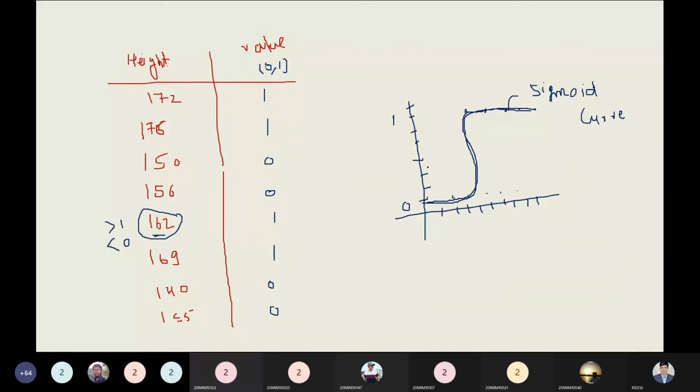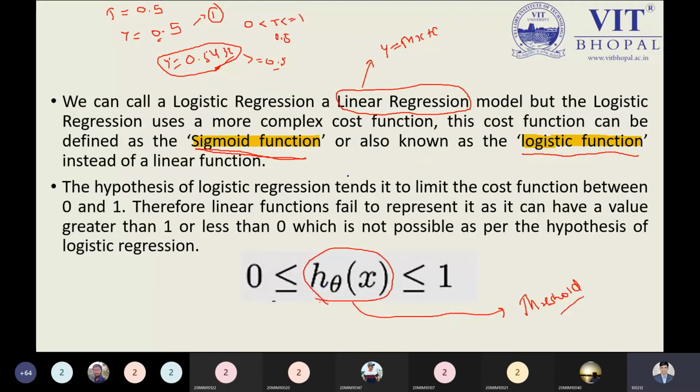Yes, sir. And that is the point we have to keep in mind properly. Based on our threshold value, we have to choose this value. So this is the point. We can call logistic regression a linear regression model, but logistic regression uses a more complex cost function. The cost function can be defined as a sigmoid function, also known as the logistic function, instead of the linear function.